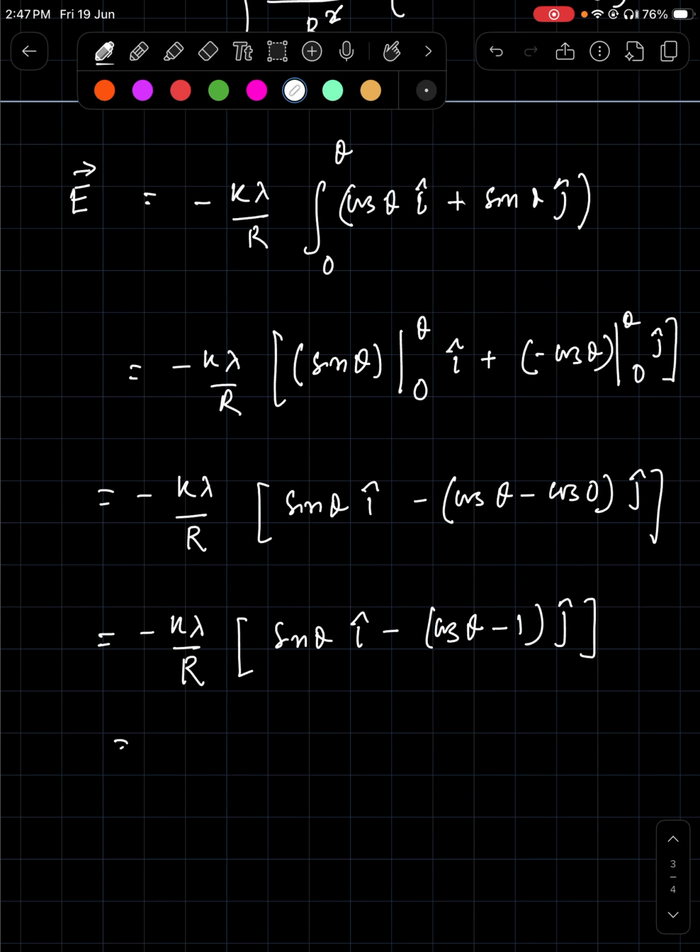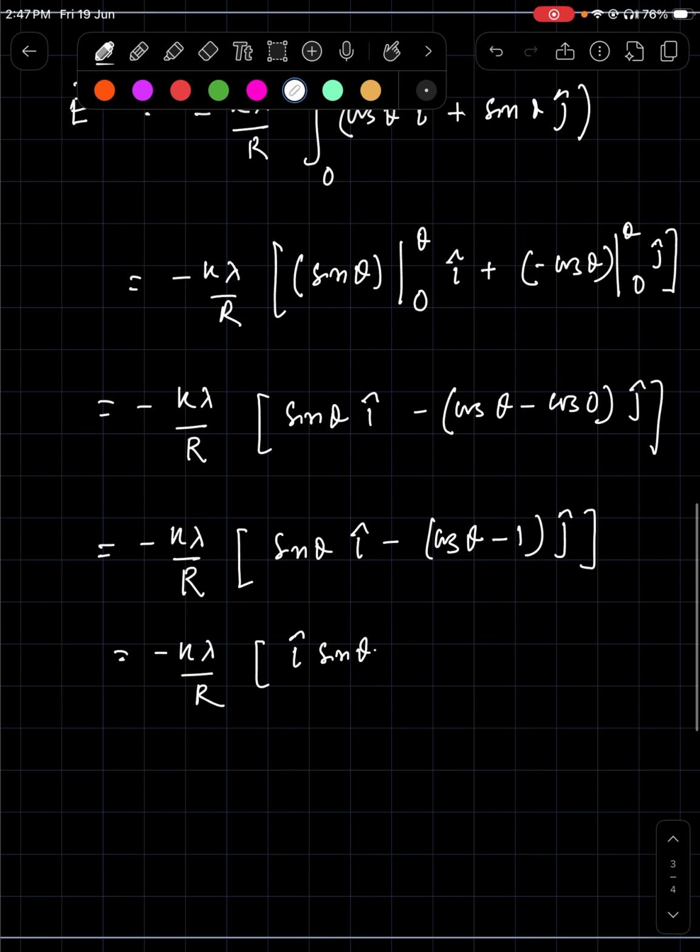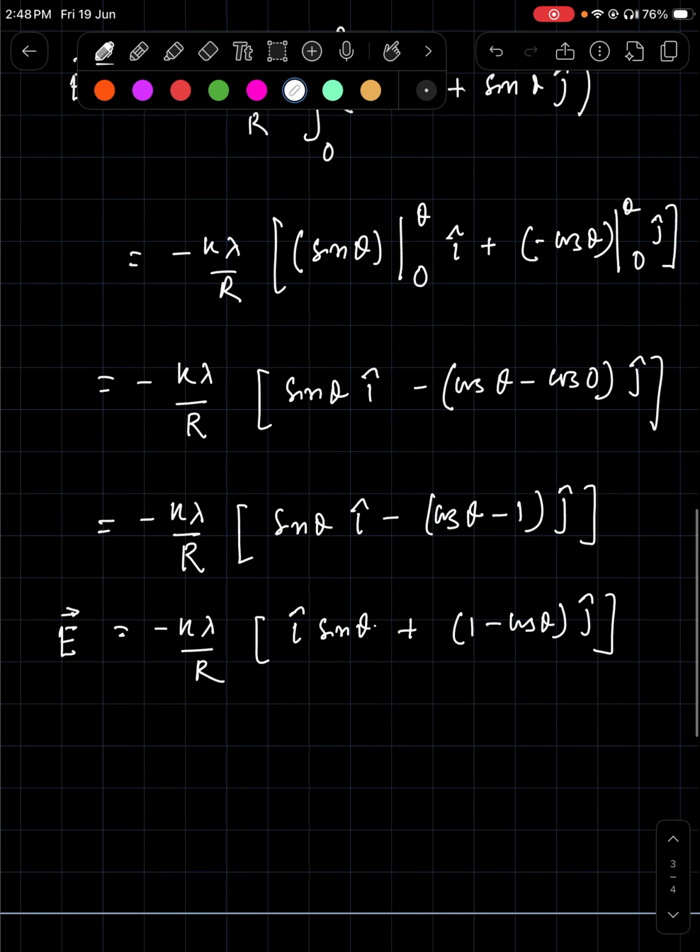So it can be written as k lambda by r, i cap sin theta, plus 1 minus cos theta j cap. So it is a vector expression of the E, due to the arc at the center.